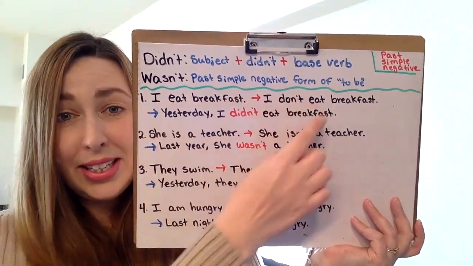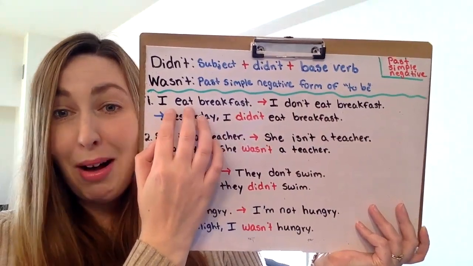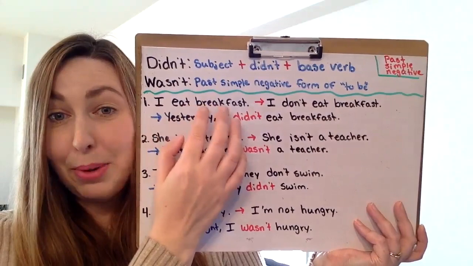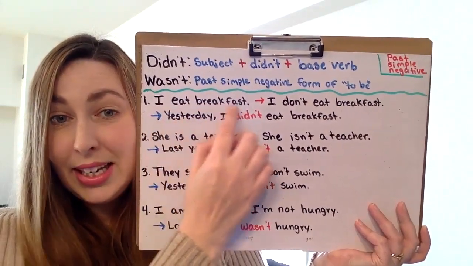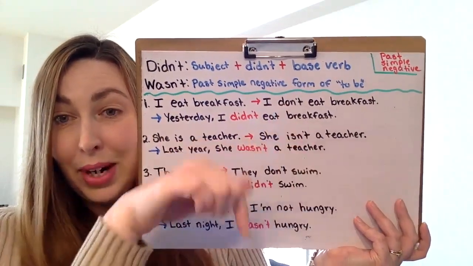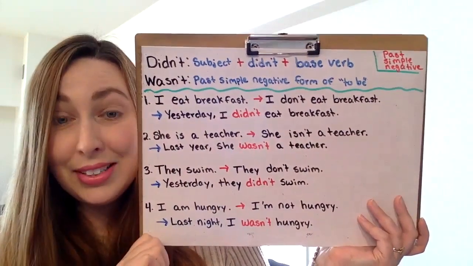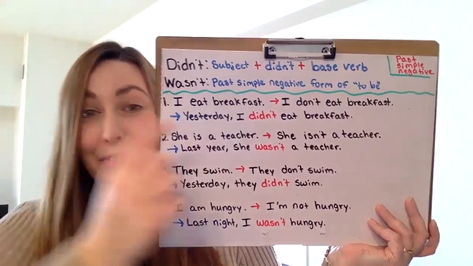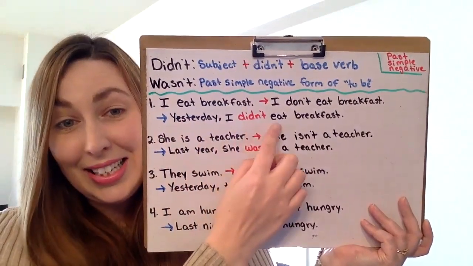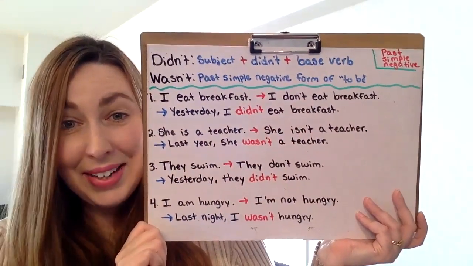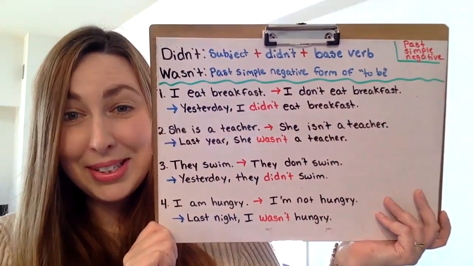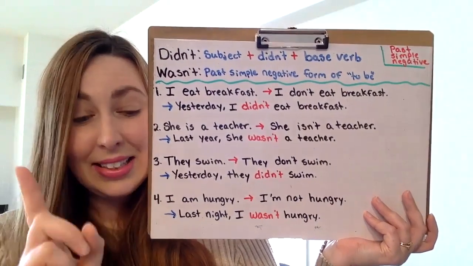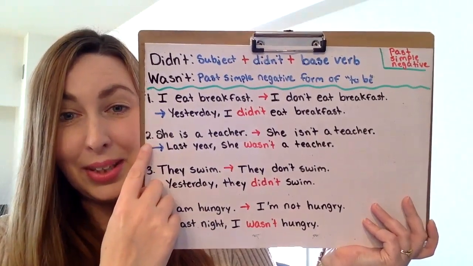If you see here, first we have a positive form in the present: I eat breakfast. Then we take it to the negative form: I don't eat breakfast. Then we take it to the past in the negative: yesterday, I didn't eat breakfast. Are you following me so far? Is it pretty understandable? Let's look at number 2.